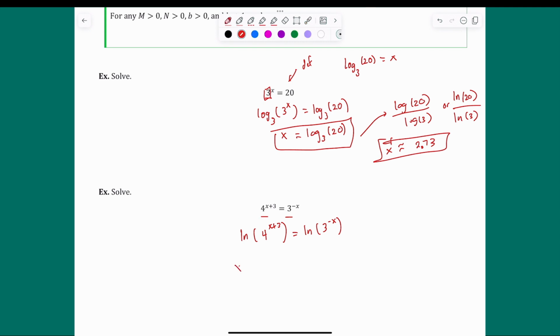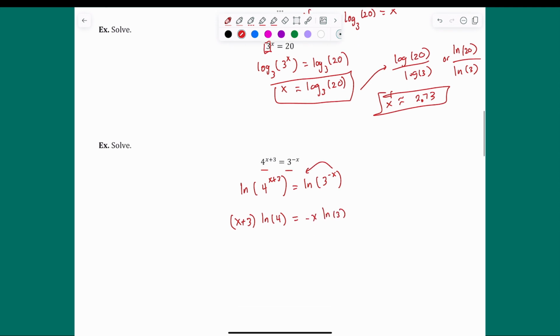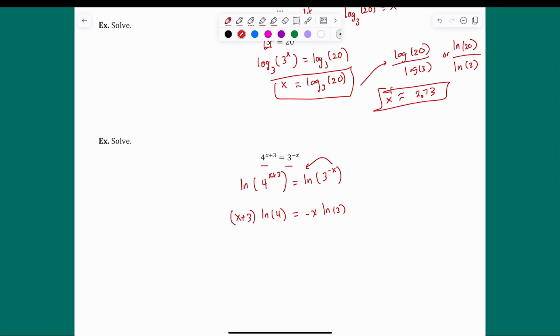We get the quantity x plus 3 times ln of 4 equals, well, that whole exponent is going to go to the front there too, so we get negative x ln of 3. And then you have to solve for x. ln of 3 and ln of 4 are just numbers, so if I distribute, I would have x times ln of 4 plus 3 ln of 4 equals negative x ln of 3.